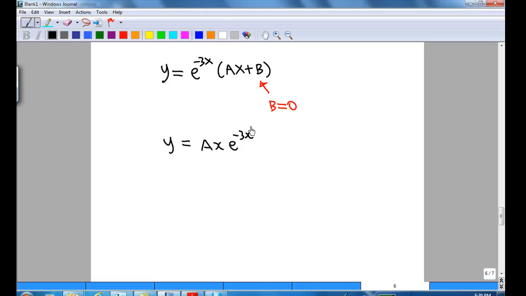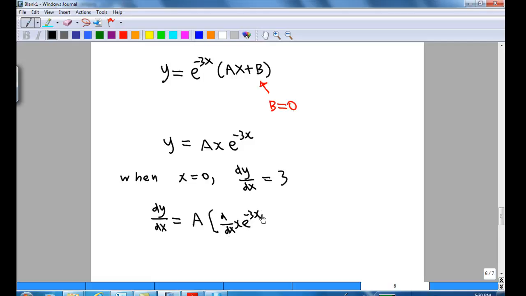We are going to find a. We are given that when x equals 0, dy/dx is equal to 3. So how do you find dy/dx? You can use the product rule. For dy/dx, keep the a. Now differentiate x times e^(-3x). Keep the first term x, differentiate the second term, plus keep the second term, differentiate the first term. This is the product rule.